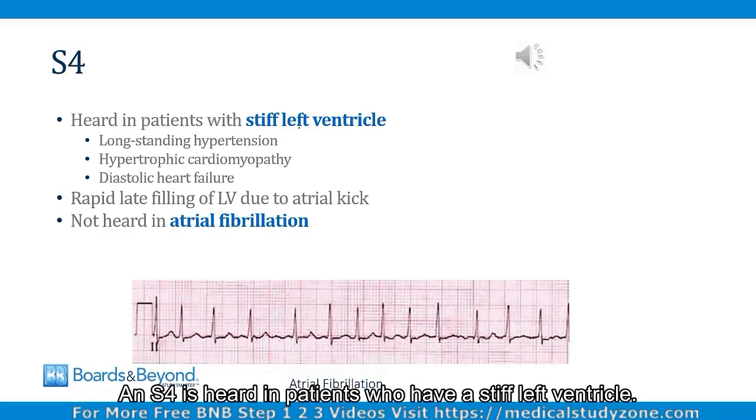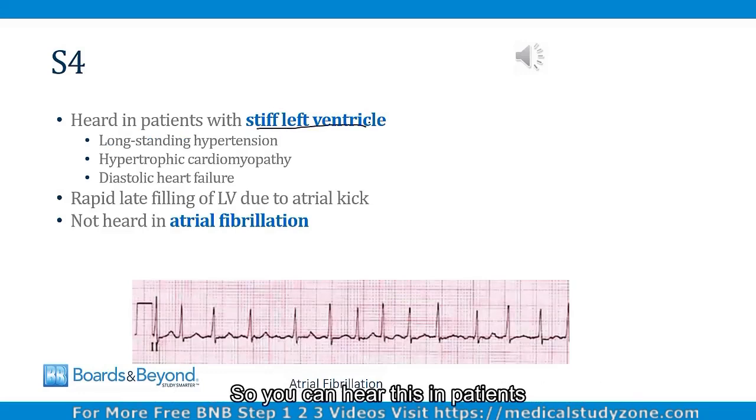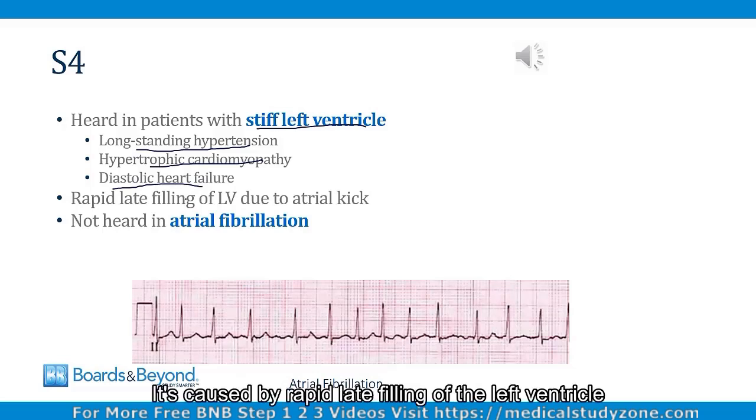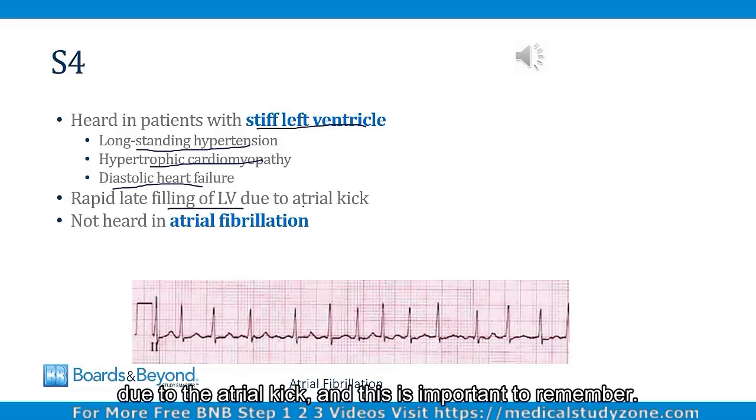An S4 is heard in patients who have a stiff left ventricle. So you can hear this in patients who have long-standing hypertension and left ventricular hypertrophy. You can hear it in patients who have hypertrophic cardiomyopathy. You can also hear it among patients with diastolic heart failure. It's caused by rapid late filling of the left ventricle due to the atrial kick.